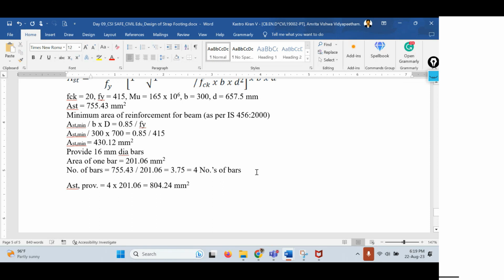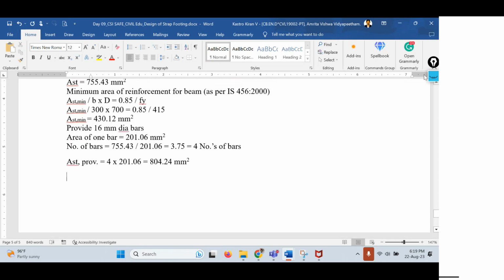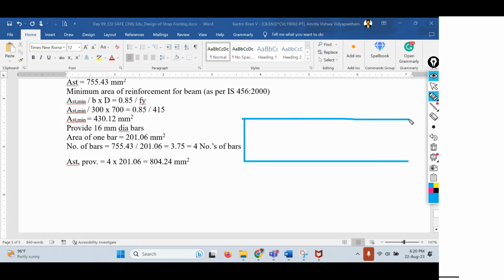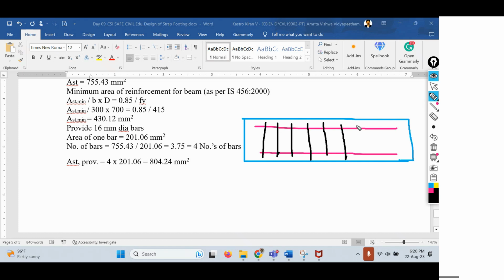Now, since it's a beam, we know that in beams we need to provide shear reinforcement. Suppose you have the top reinforcement and bottom reinforcement. How will you lock these two main reinforcement bars, that is, compression zone reinforcement and tension zone reinforcement? We have to provide the shear reinforcement. What does shear reinforcement mean? Shear reinforcement is nothing but stirrups. In beams, shear reinforcement means stirrups. In columns, the shear reinforcement is nothing but lateral ties.